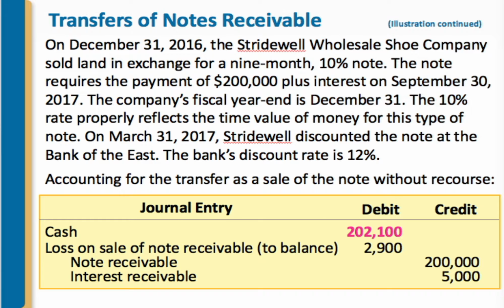Similar to accounts receivable, Stridewell potentially could account for the transfer as a sale or a secured borrowing. For example, the illustration here shows the appropriate journal entries if we wanted to account for the transfer as a sale without recourse.